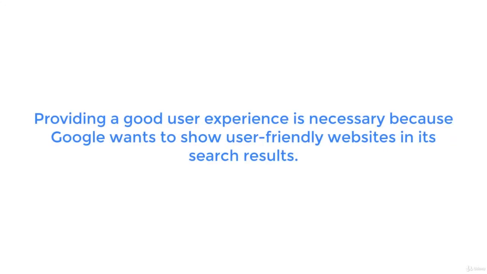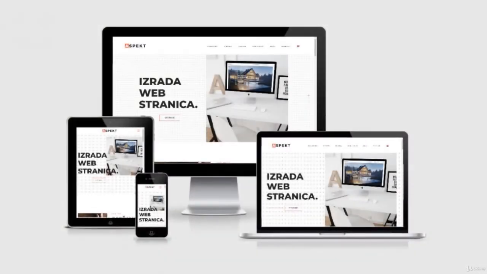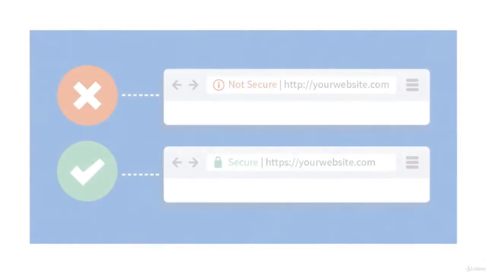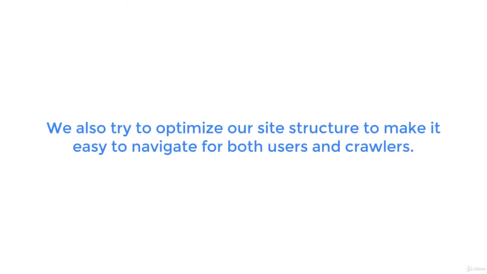And the second objective is we want to improve the user experience of our website. Providing a good user experience is necessary because Google wants to show user-friendly websites in its search results. They want to show websites that load fast, that load on mobiles and tablets properly, and sites that are secure. We also try to optimize our site structure to make it easy to navigate for both users and crawlers.